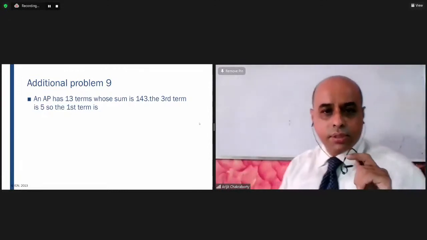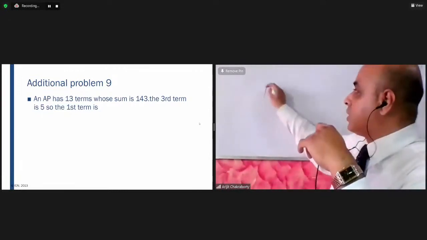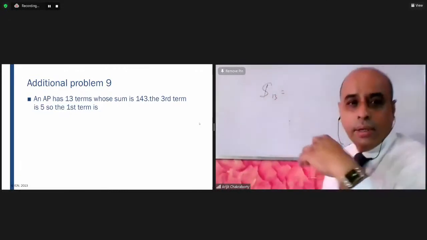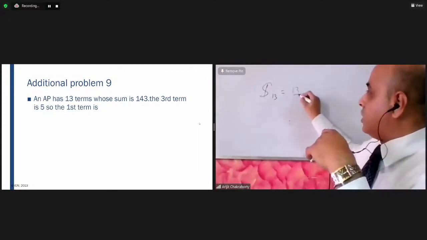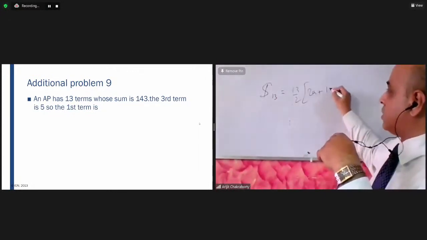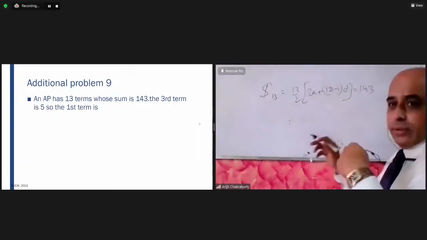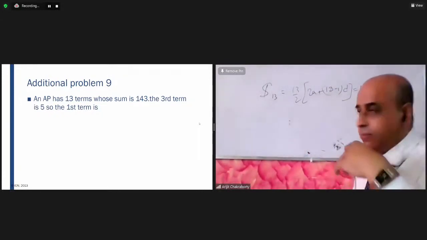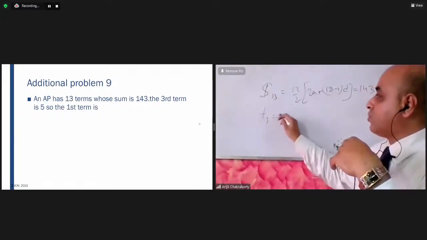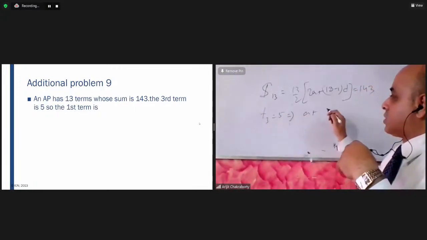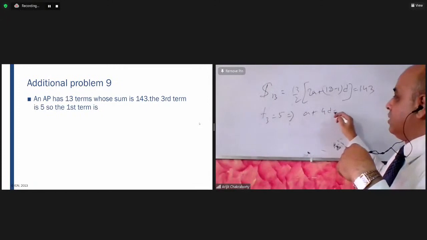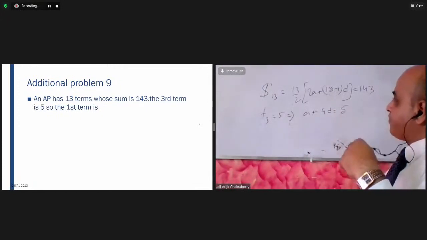AP has 13 terms. Okay, so T13, S13. Sum is given. So 13 by 2, 2A plus 13 minus 1 into D. This is equal to 143. Okay, the third term is 5. So T3 is 5. That means A plus 4D is equal to 5.